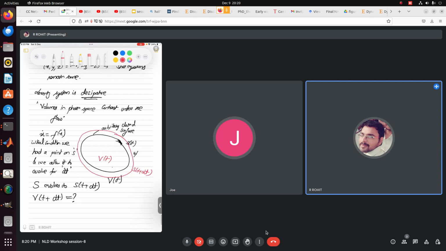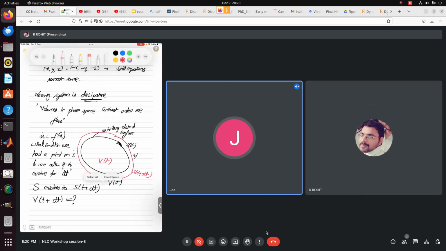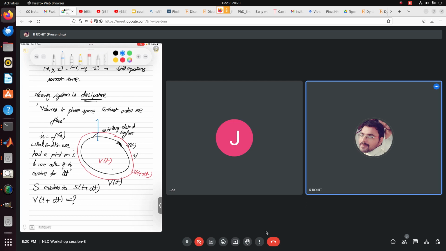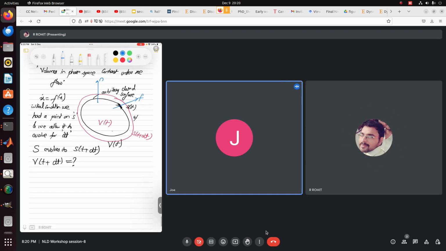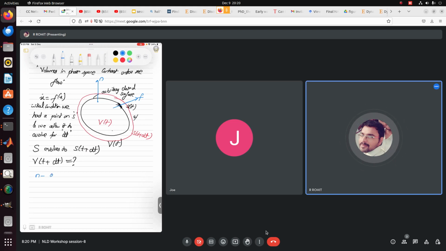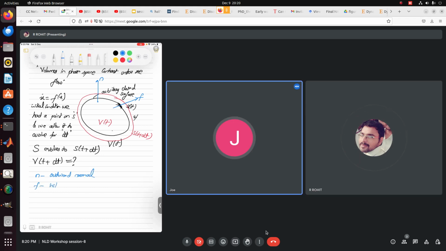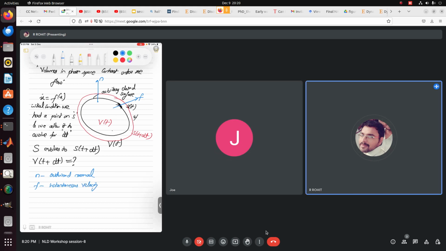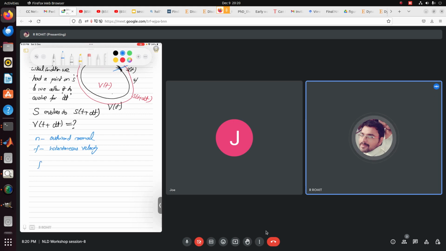If you take a surface like this, the outward normal to the surface is n, and if you are having a trajectory, the velocity will be tangential to that. So that is, say, f. Here n denotes the outward normal and f denotes the instantaneous velocity.